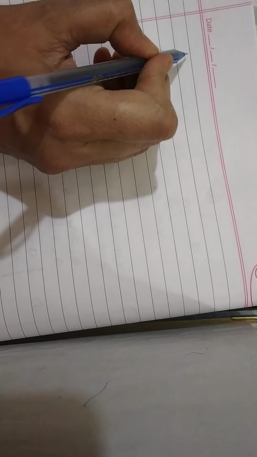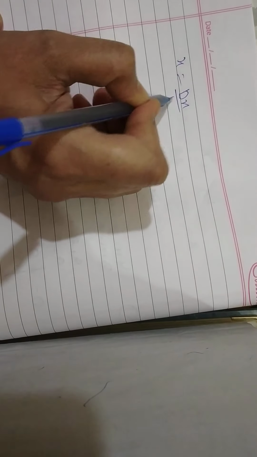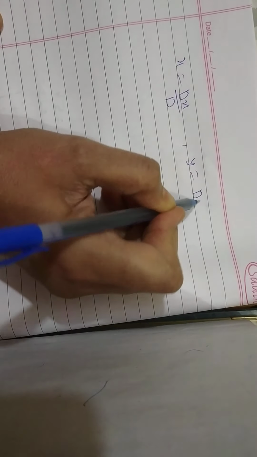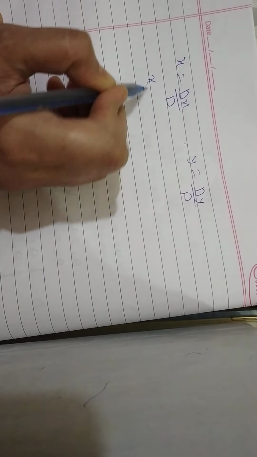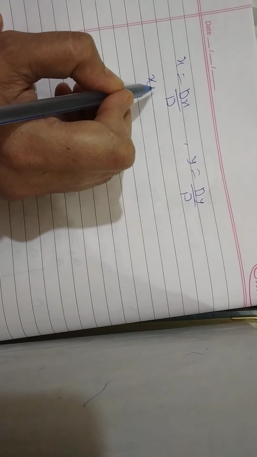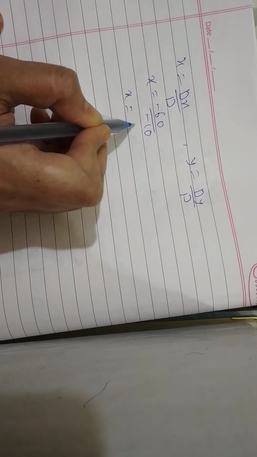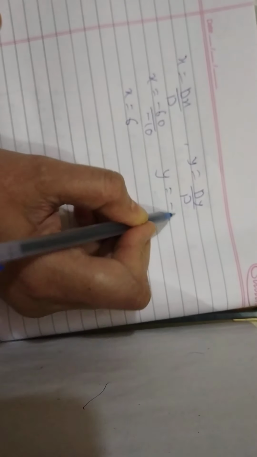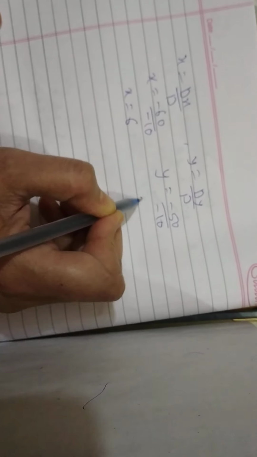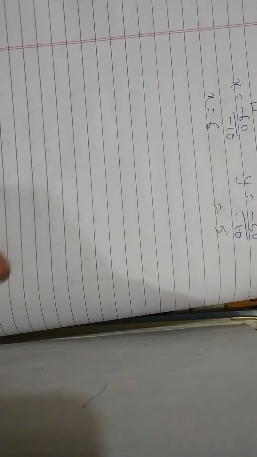Now x is equal to Dx upon D and y is equal to Dy upon D. What is Dx? Dx is minus 60 and D is minus 10. So x is equal to 6. What is Dy? Minus 50. This is minus 10. Y is equal to 5. We'll take the last problem.